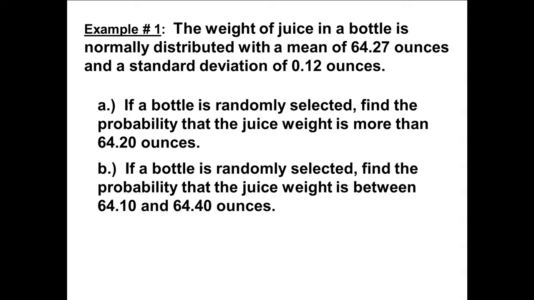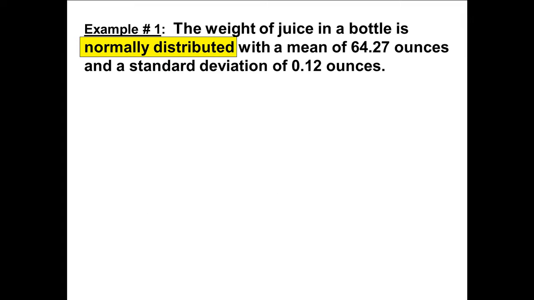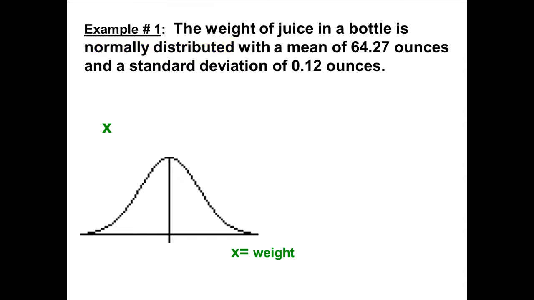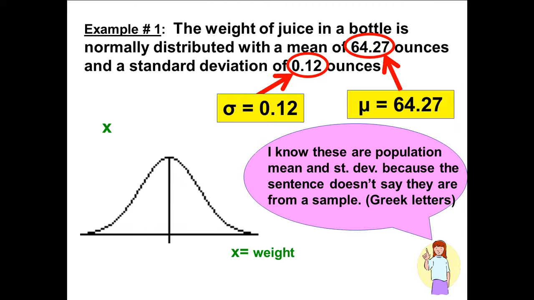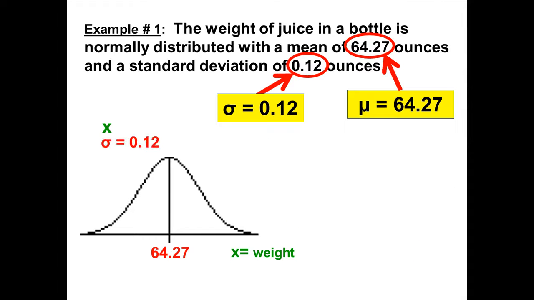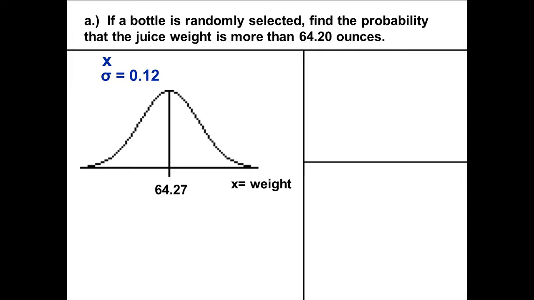Your first step is to write all your information. The mean, which is 64.27, the standard deviation, which is 0.12, and your probability section, which is the probability that x is greater than or equal to 64.20. Now, when we do that, we have to make sure that it's normally distributed. And we have the mean and the standard deviation. Okay, now we're going to have the probability. The probability is that it's greater than 64.20.